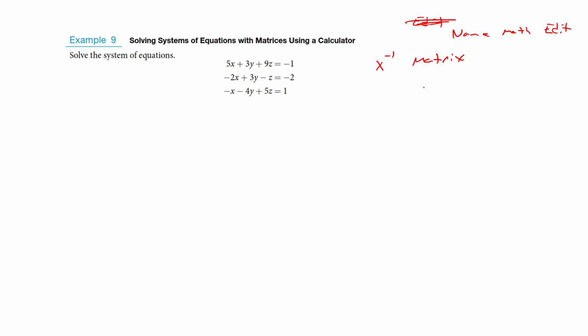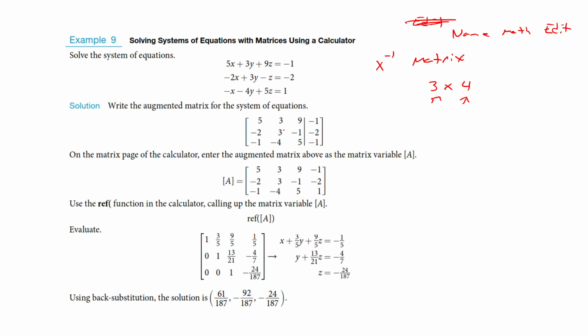Well, now because it's augmented, we're going to enter a 3x4. Remember, it's rows and columns. So we're going to enter a 3x4 matrix where we're going to put the augmented matrix right in here. So look how they've done this. They augmented it, but they're putting that right into matrix A.